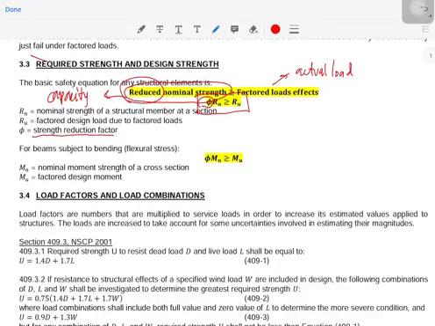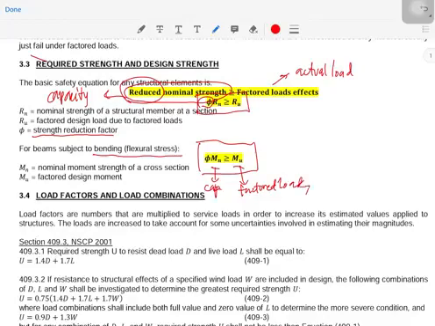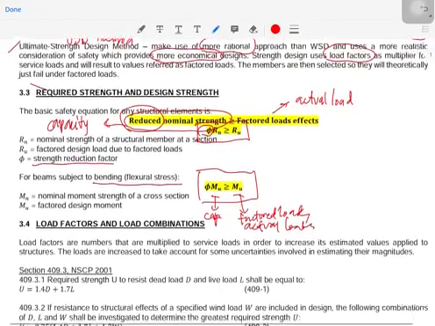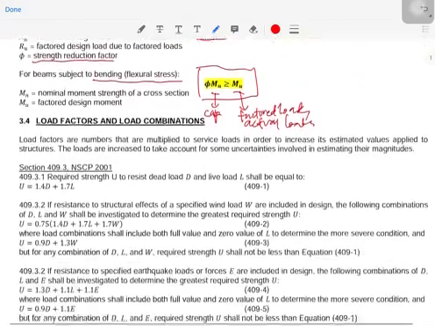Okay, so if we consider a beam subject to bending or flexural stress, then MR will be converted into MN, then RU will be converted into MU. So φMN, meaning the capacity of your beam, should be greater than or equal to the factored loads, or the actual loads. So that is the required strength and the design strength.